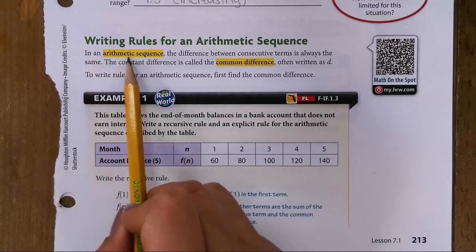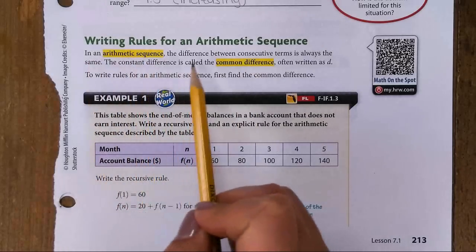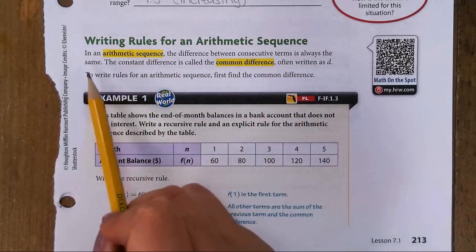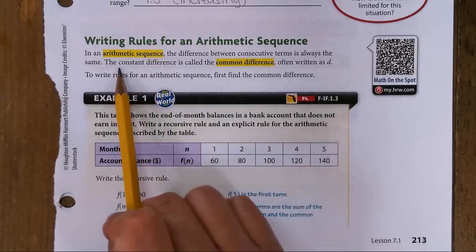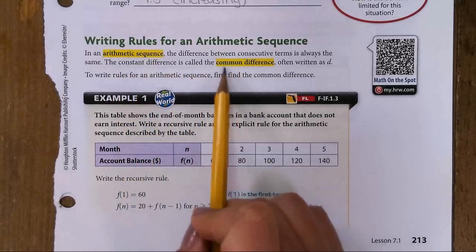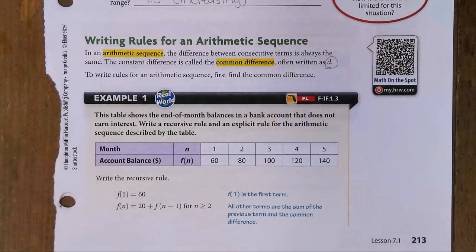Here it says that an arithmetic sequence is a sequence in which the difference between consecutive terms is always the same. So your difference is always going to be the same. What that means is that you have a constant rate of change, or a constant slope. And here it says that the constant difference is called the common difference, and it's often written as D. You'll need to remember what that variable means, because when we're looking at the formula for how to create an explicit rule, the variable D is what is going to tell you what the common difference is.